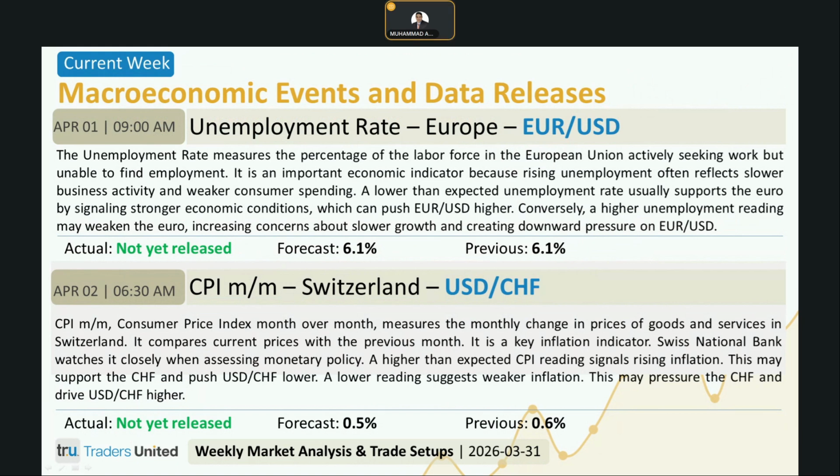Now, let me discuss the financial event details. The previous reading was 6.1%, forecast is 6.1%, actual data not yet released. The official release is going to happen. It's not yet released.